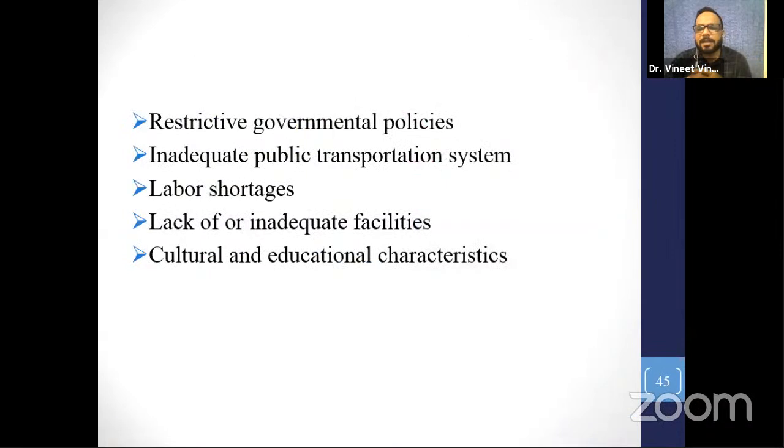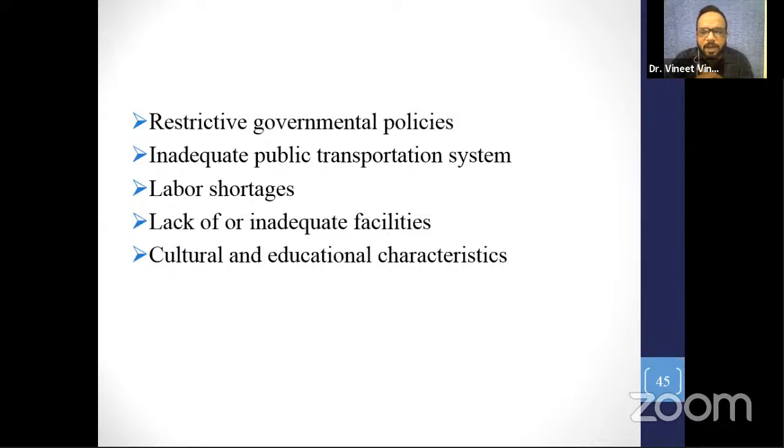Okay. There can be some governmental policies which are very strict. For an example, if you want to conduct a fluoride program, if you want to go for water fluoridation, you will not be able to do that in India or in any other country because there is a restrictive government policy. Inadequate public transportation system, that is one barrier. Labor shortage is another barrier. Lack of or inadequate facilities. You don't have a hospital nearby, you don't have a dental college nearby or a dental clinic nearby, that can become one barrier. And cultural and educational characteristics, that is another barrier.